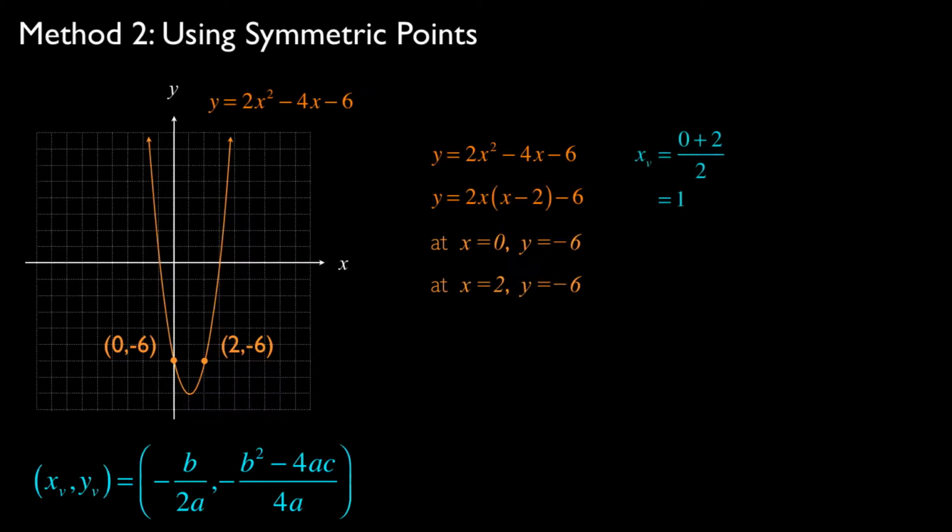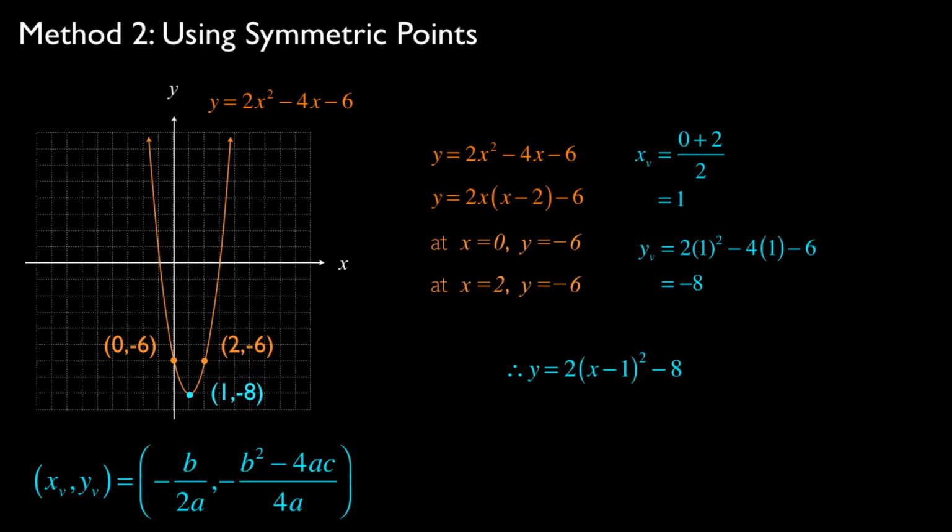And so my x-coordinate for my vertex is (0 plus 2) over 2, which is 1. My y-coordinate works out to, when I substitute in the 1, negative 8. So I can mark my vertex, which is (1, negative 8). Placing my a, my h, and my k into my equation, I get that y equals 2(x minus 1) squared, subtract 8.